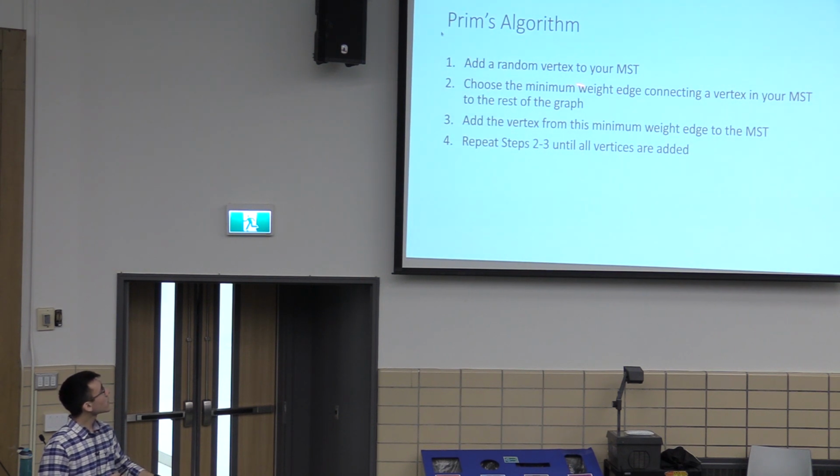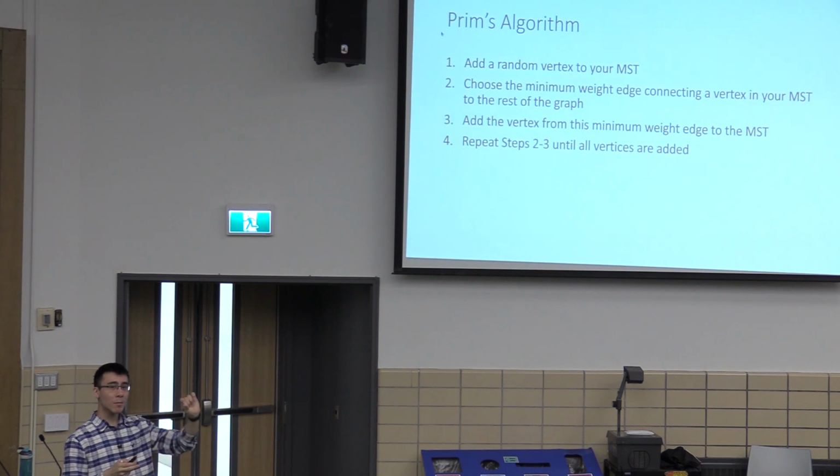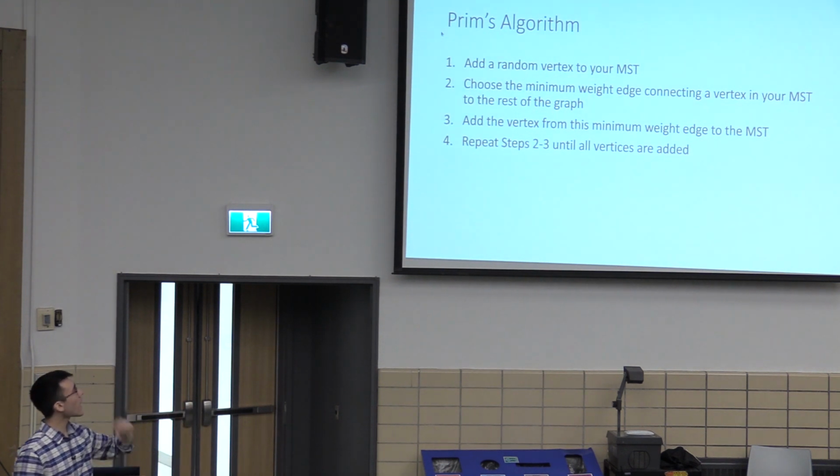Basically, what it does is add a random vertex to your MST. We'll choose the minimum weight edge that's connecting a vertex in the MST to the rest of the graph that's not part of your MST. We'll choose that minimum weight, and then add the vertex from this minimum weight edge to the minimum spanning tree. Then we just repeat steps 2 and 3 until we completely build it.